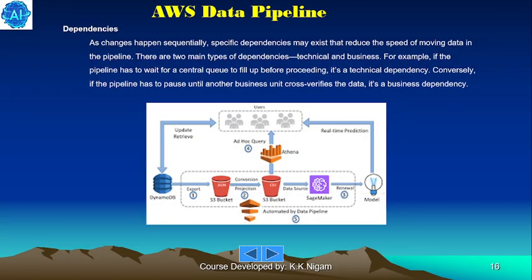Dependencies. As changes happen sequentially, specific dependencies may exist that reduce the speed of moving data in the pipeline. There are two main types of dependencies, technical and business. For example, if the pipeline has to wait for a central queue to fill up before processing, it's a technical dependency. Conversely, if the pipeline has to pause until another business unit cross-verifies the data, it's a business dependency.